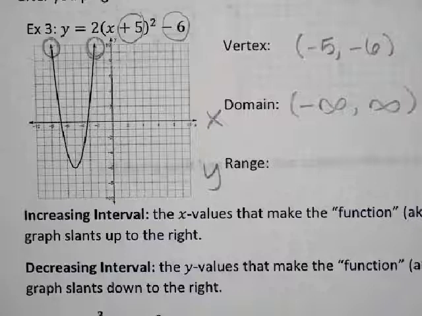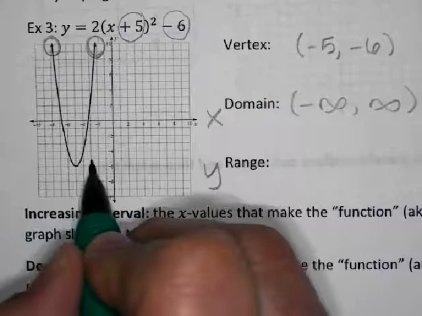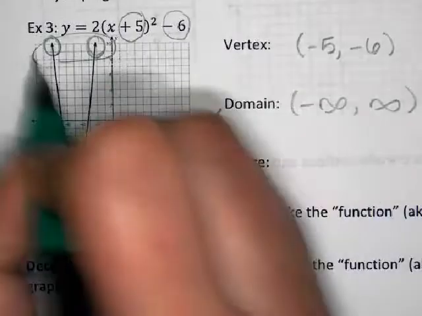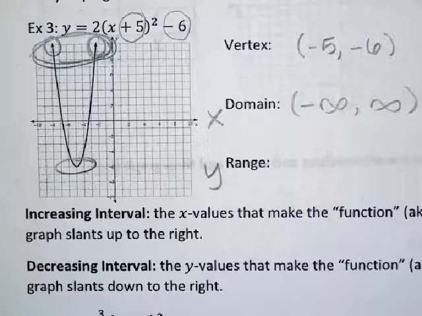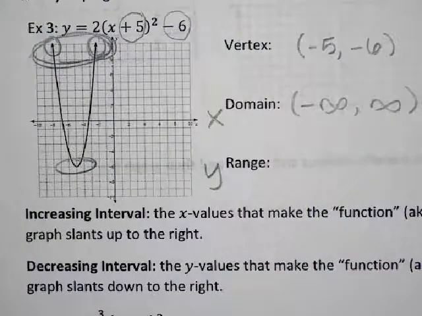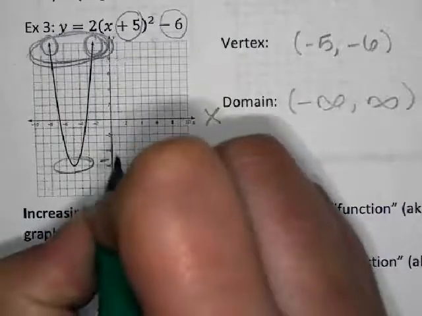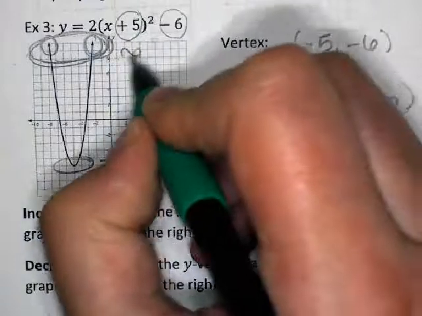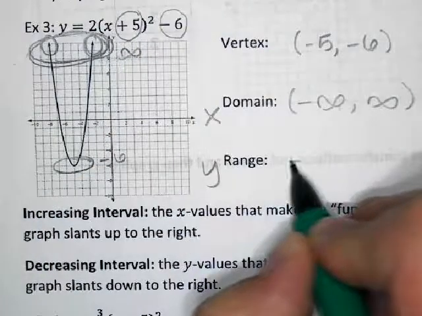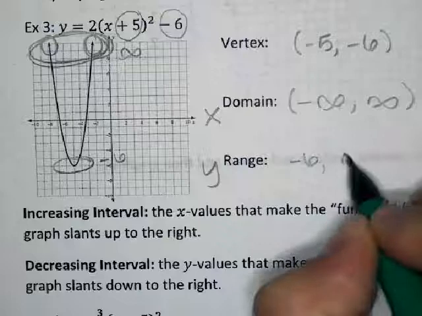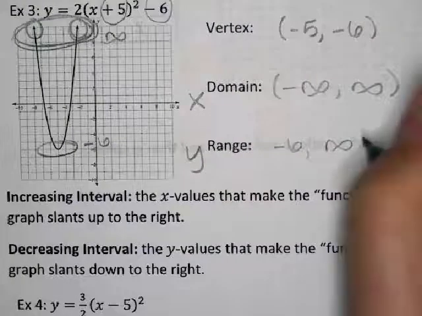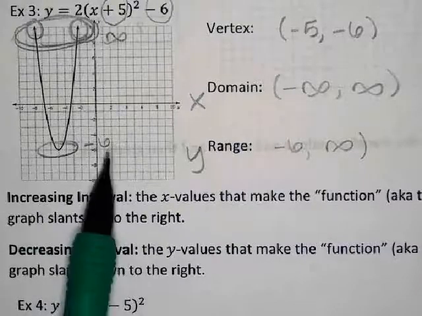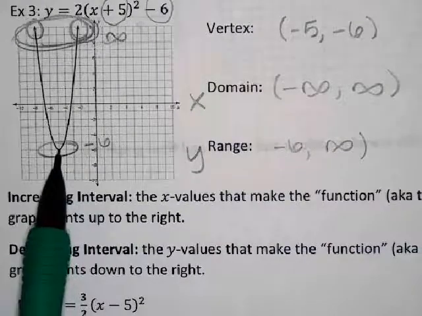The range, we're looking from the bottom of the graph to the top of the graph. So what number is at the bottom? Negative 6 is at the very bottom. And then what number is at the top? Positive infinity. Okay, so negative 6 is at the bottom. Positive infinity is at the top. Okay, so parenthesis there. And then negative 6, is that a number that is actually on the graph that I can see? Yes. So I put a bracket. Okay.